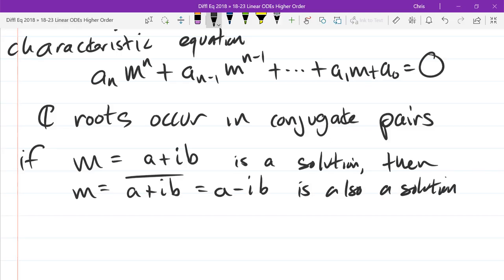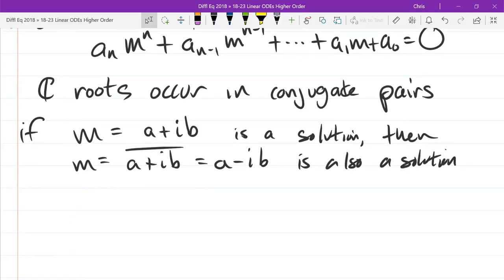So they occur in pairs. So if a plus ib is a solution, a minus ib is also a solution.